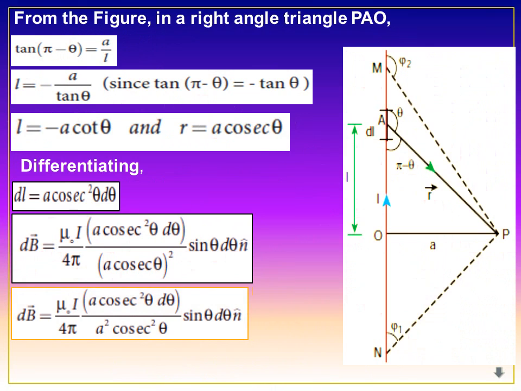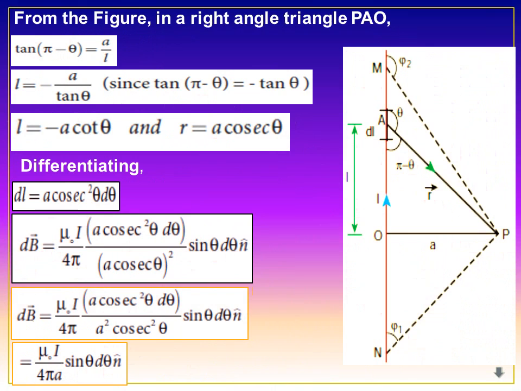dB is equal to mu naught I by 4 pi A cosecant square theta into d theta by A square. That means we square the A and we separate cosecant square theta to cancel. If you cancel this cosecant square theta and cosecant square theta, then we get mu naught I by 4 pi A sin theta d theta into n cap.